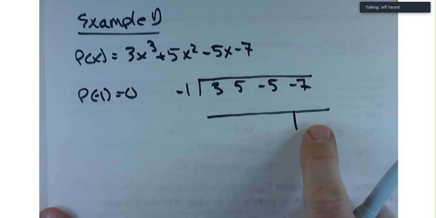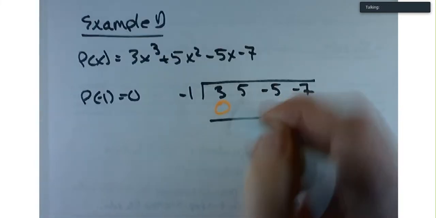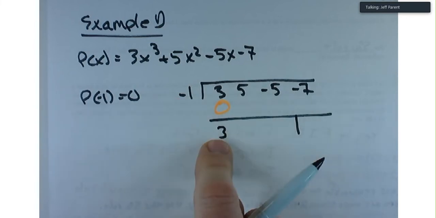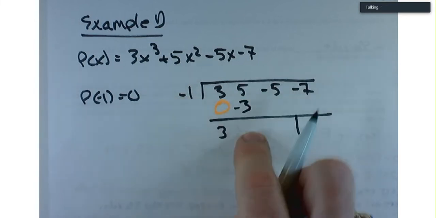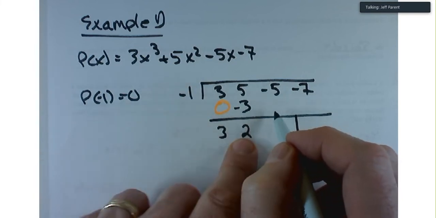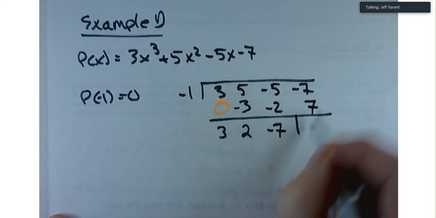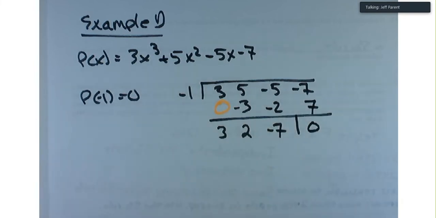What should that last number be when I finish my synthetic division? Anyone know? 0. Well done. Sharp crowd. Add going down. Of course, before we add, maybe we'll put in our favorite number. My hero 0. 3 and 0. -1 times 3 is -3. Add going down gives me a 2. -1 times 2 is -2. Add going down gives me -7. 7, and then bam, 0. So that's perfect.